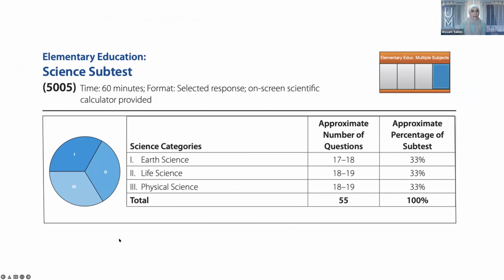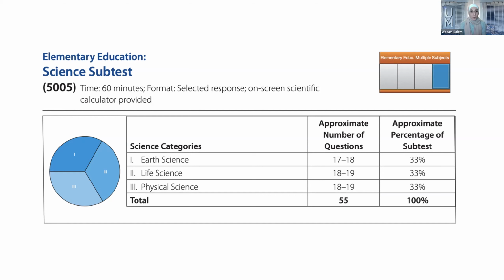If you look at the science subtest, it contains 3 major science content. And if you took the science methods course, these are the contents that we'll go over: the earth science, life science, and physical science. And these are some of the major content or categories in the elementary grades, the earth science and life science and physical science.